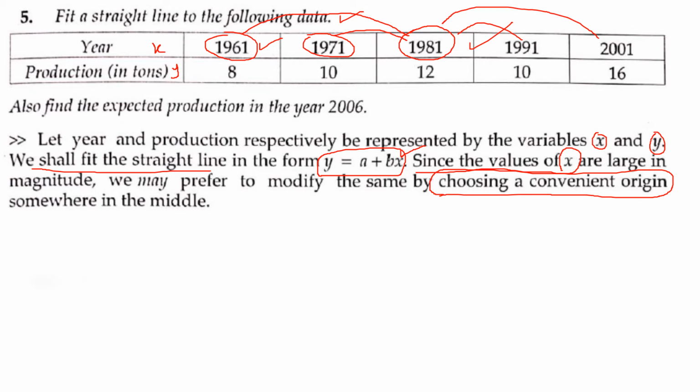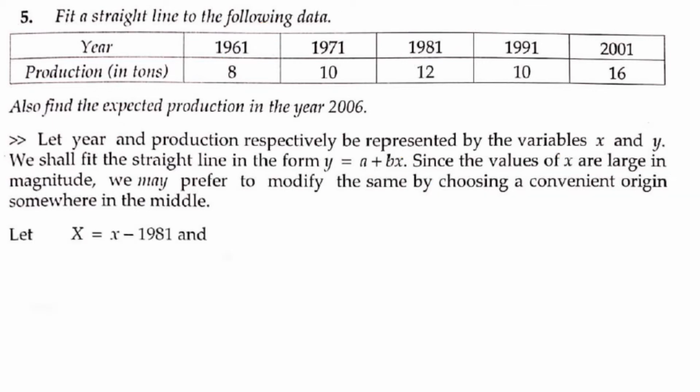What is the procedure? See, here we have taken the middle value 1981. Now what we do, we subtract 1981 from every value, and we denote the resulting values as capital X. That means 1961 minus 1981, whatever value we get, we assign it to capital X.